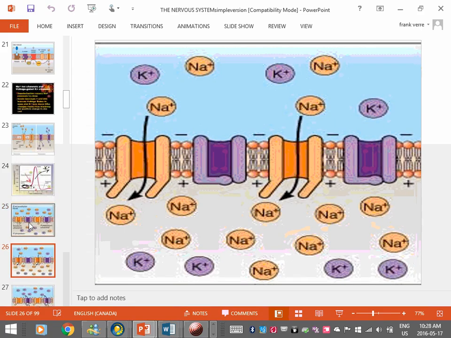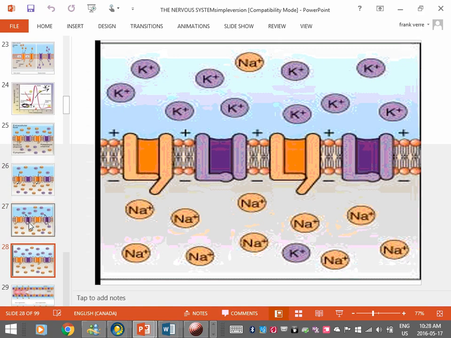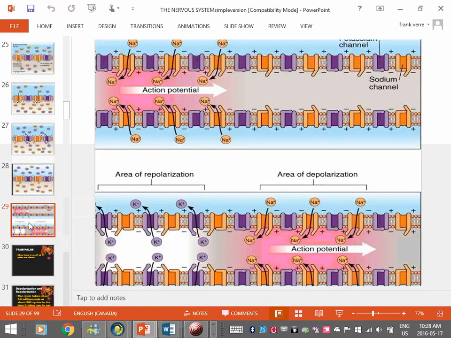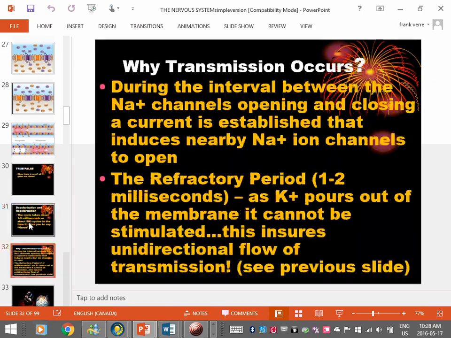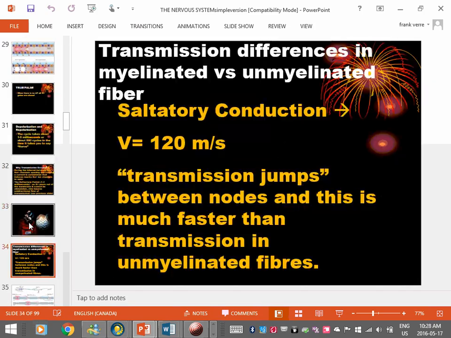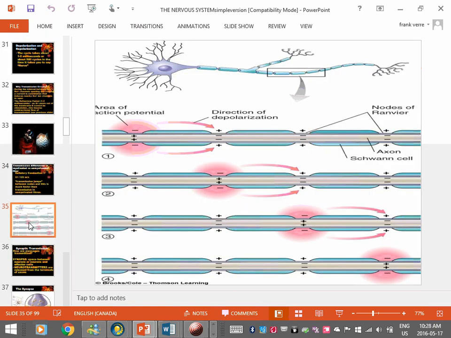Sodium rushes in, potassium rushes out, and then you get a recharge, and the action potential just travels down the axon till we get to the end of the neuron. So now the thing about yesterday, we saw that there are two types of neurons. The neurons that are coated, and there are ones that are not coated. Okay, so this is an example of a neuron that's coated. It's got a myelin sheath.